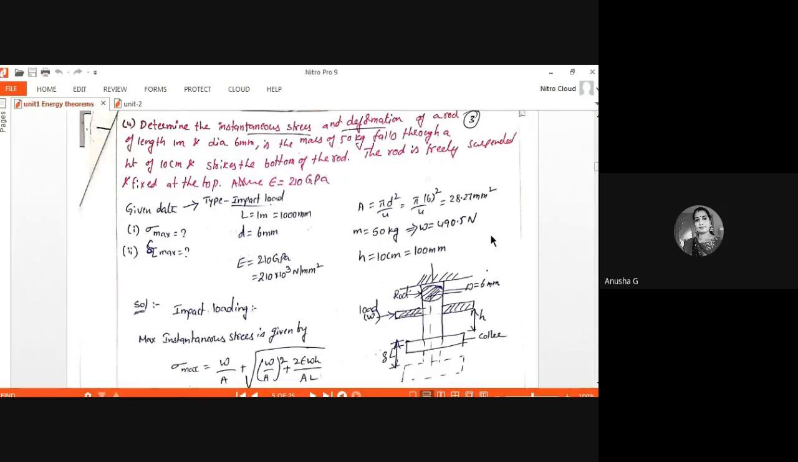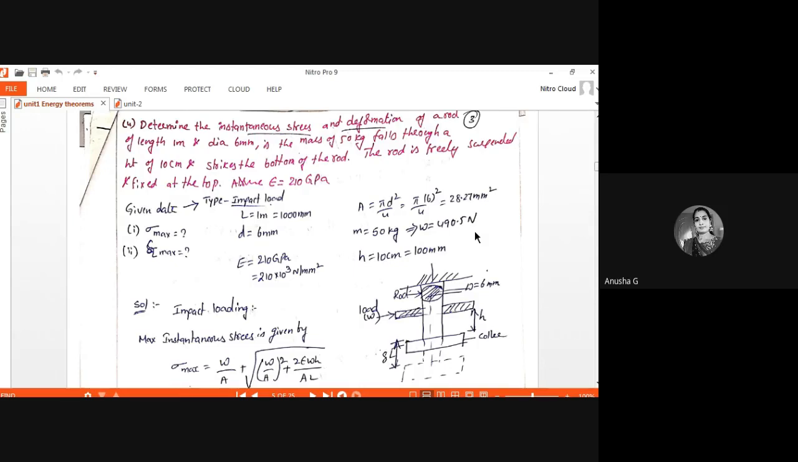1 kg equals to how many newtons? 9.81 newtons. Okay, 50 into 9.81, then you will get 490.5 newtons. Actually we can take 50 into 10, but to be accurate we can take 9.8. Mass of the body is 50 kg, that is converted into newtons, 490.5 newtons.